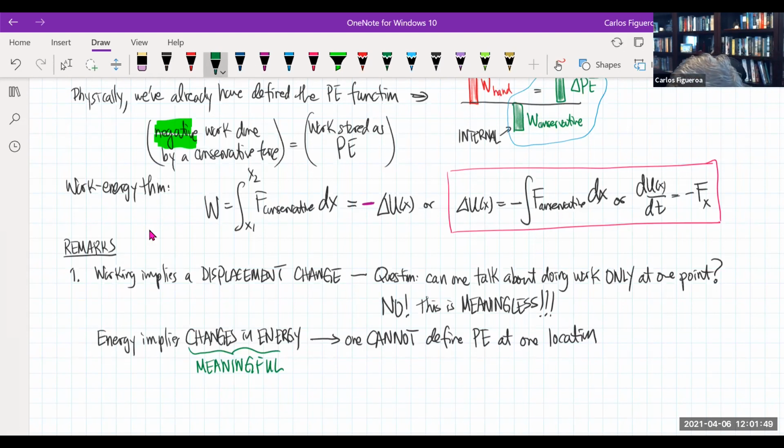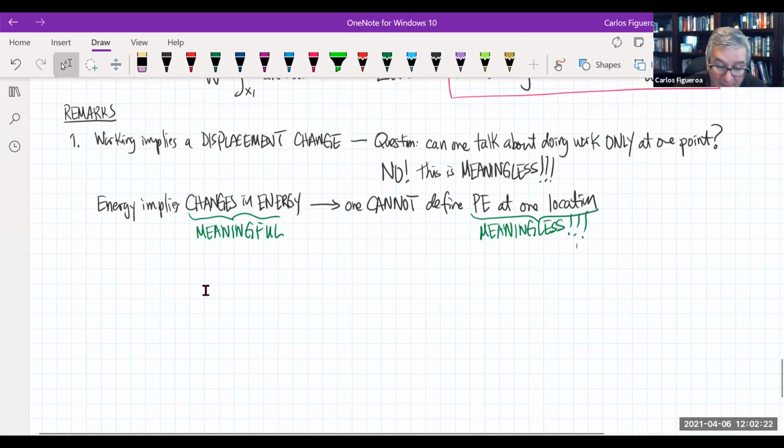This, as you could possibly already know what I'm going to say, is meaningless. Don't talk about energy at one point. By the way, textbooks do it all the time. Online, they say it all the time. Even I will say it. But you got to remember, that is a meaningless statement. Okay? So you cannot talk about energy at one point.